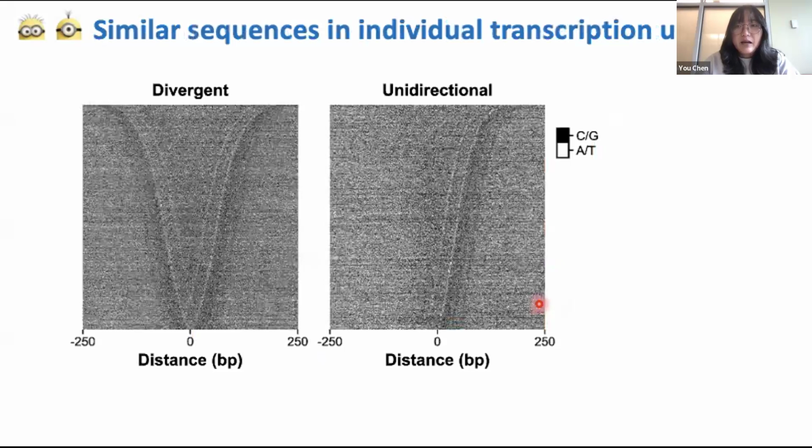Despite differences in the number of transcription units, we found that these two groups actually have very similar sequence content when we zoom into individual transcription units. Here, nucleotides C and G are labeled as black, and nucleotides A and T are labeled as white. For divergent elements, we can see there are two parallel arcs on both sides. While in the unidirectional group, we can see a similar set of arcs present on the side where we detected ProCap peaks.